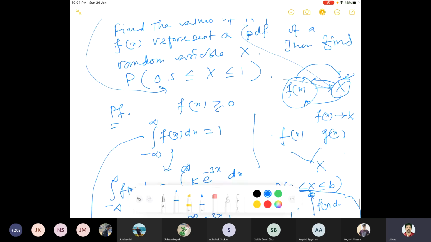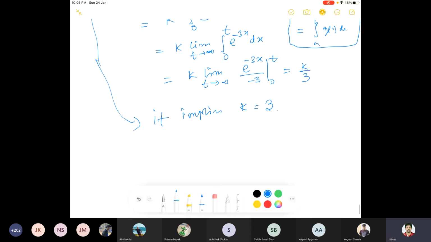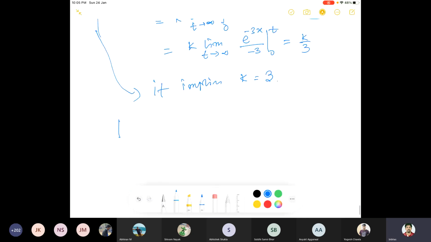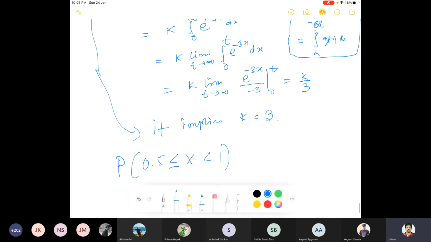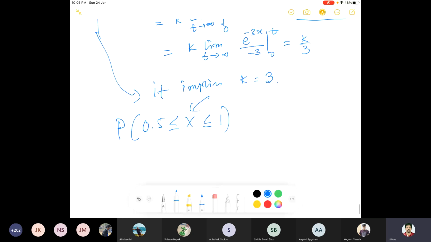Now I want to find out this. Very easy. I want to calculate P of 0.5 less than or equal to X less than or equal to 1, or whatever less than 1, doesn't matter. I don't care where it comes from. My definition is this is from 0.5 to 1, and K is here 3 e to the power minus 3x dx. That's it. This is my probability.